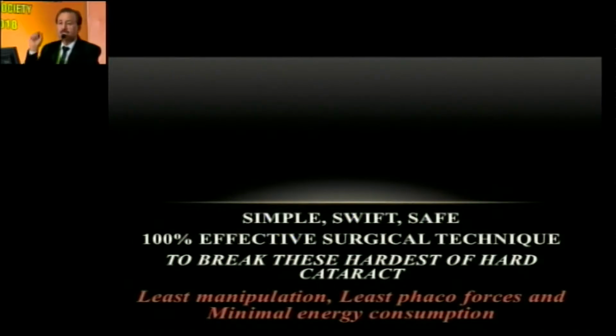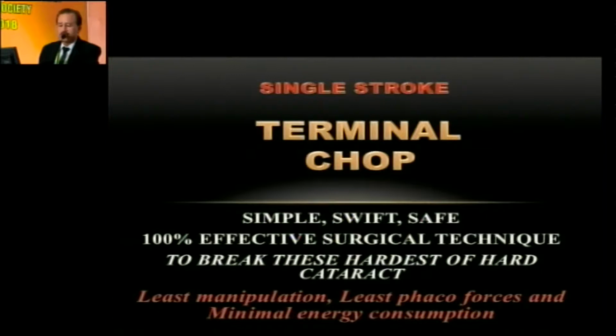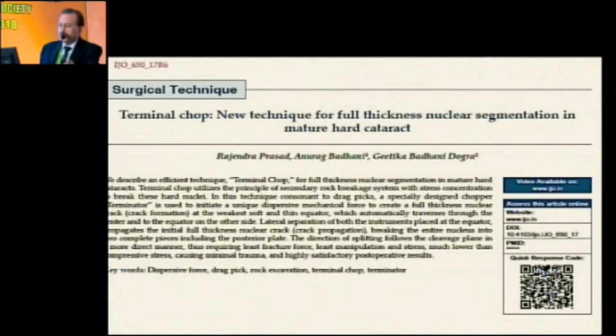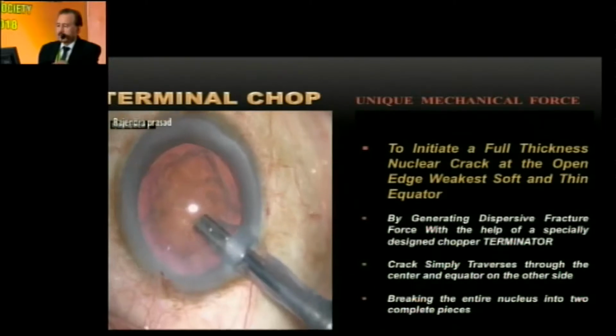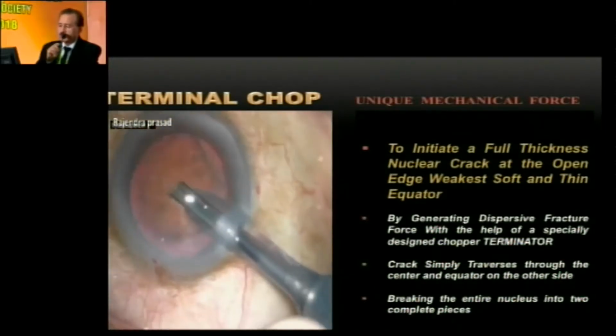So I'm going to describe a very, very simple technique which is called a single stroke terminal chop. It's a very simple, swift, and safe, 100% effective surgical technique to break the hardness of hard cataract. So you can break them. If you are able to break the nucleus into 2 pieces, then the whole procedure becomes very simple. This is my publication.